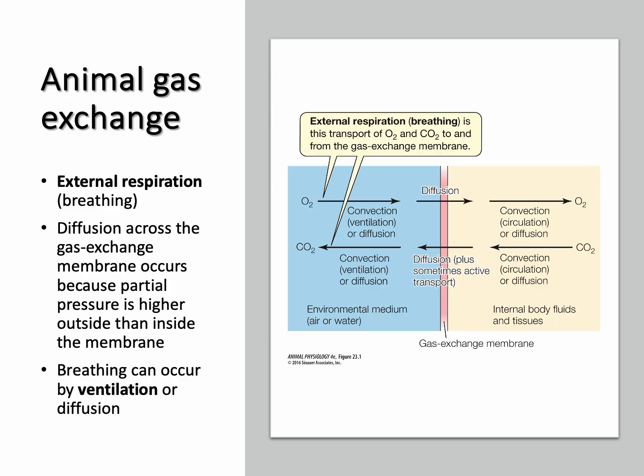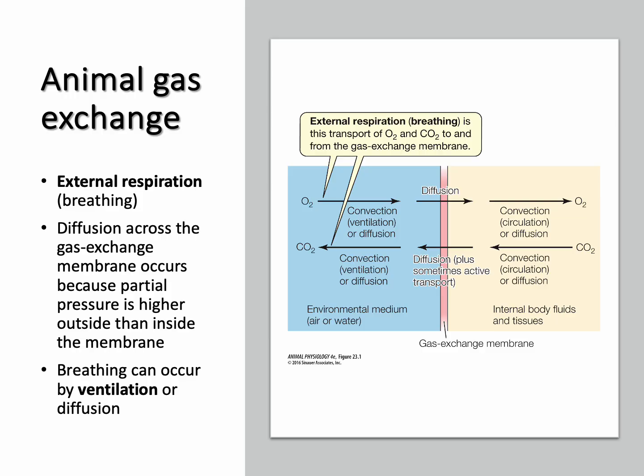Breathing in animals always starts with external respiration. Basically, external respiration is the transport of oxygen and carbon dioxide to and from the gas exchange membrane. The gas exchange membrane is the membrane that divides the outside environment, which could be air or water, from the internal tissues. In humans, this is the alveoli in our lungs, but it can be different. If you're a fish, you're going to have gills, right? And then the medium isn't going to be air, it's going to be water.